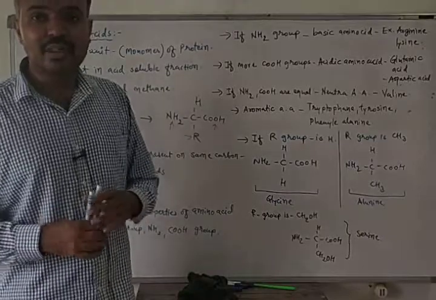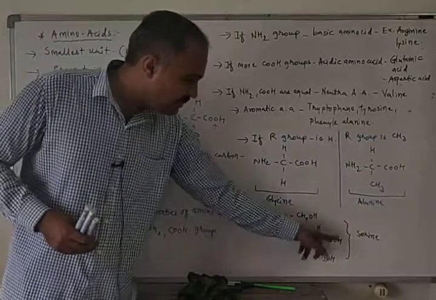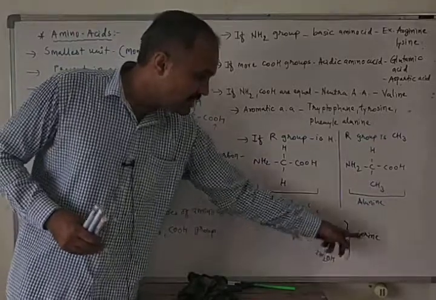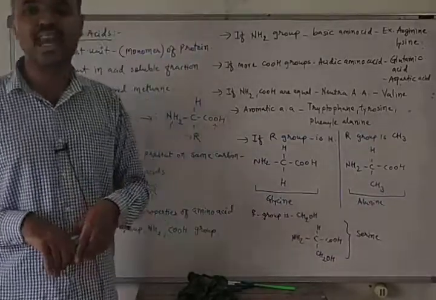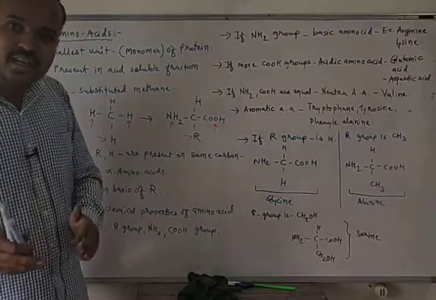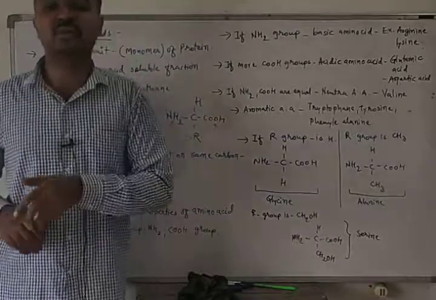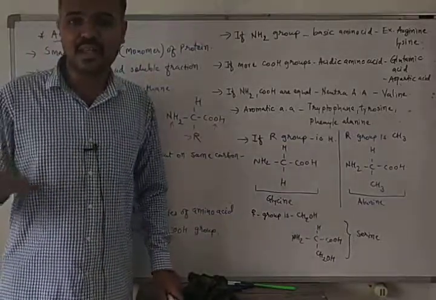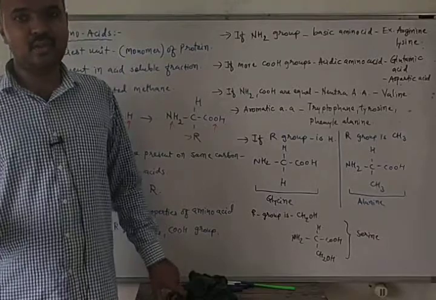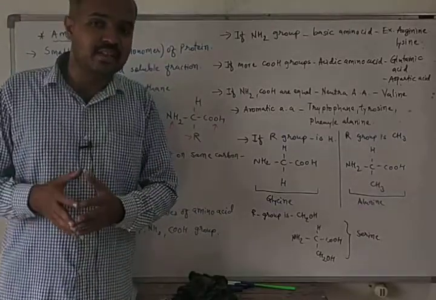If hydroxymethyl is present as the R group, then this kind of structure will be there, and this amino acid is known as serine because hydroxymethyl is there. Based on the type of R group, there are 20 types of amino acid. So in this manner, 20 types of amino acids are there.